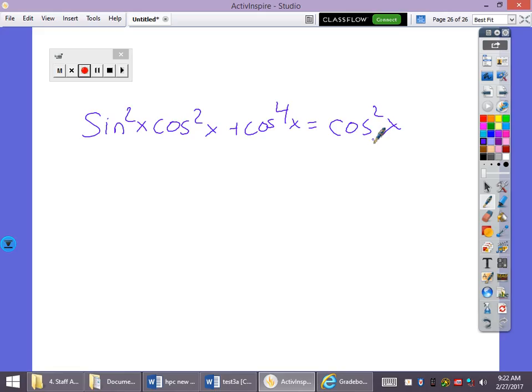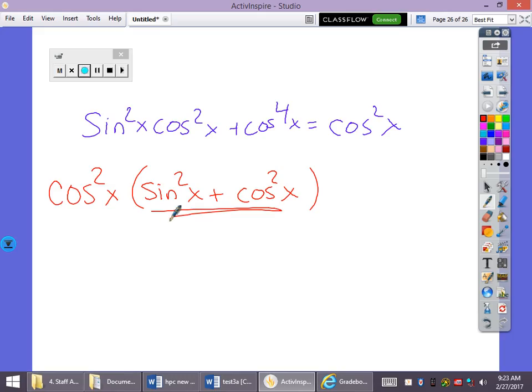Yet you could rewrite sine squared x. I did it another way. Anyone else see something else? I'll show both ways. I can factor out a cosine squared. So I get cosine squared x, which leaves me with sine squared x plus cosine squared x. What do you know about this right here? Equals 1. So when I multiply by 1, does it matter? No, and it leaves me with cosine squared x.